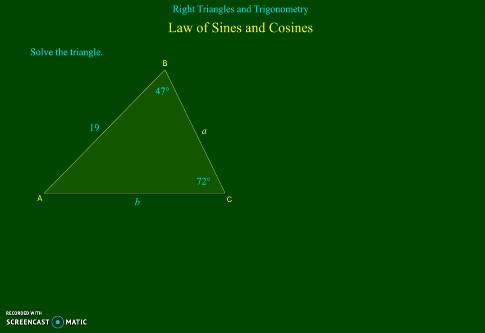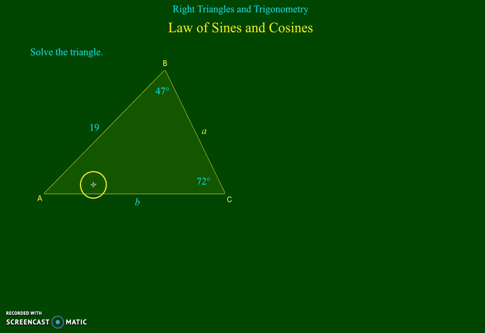In this first example we're given a triangle ABC and we're asked to solve the triangle. What that means is to find all the missing sides and all the missing angles. In this case we're looking for side B, side A, and angle A. So let's begin.